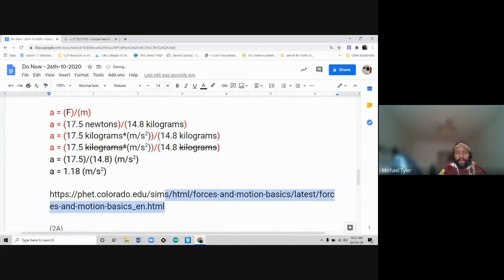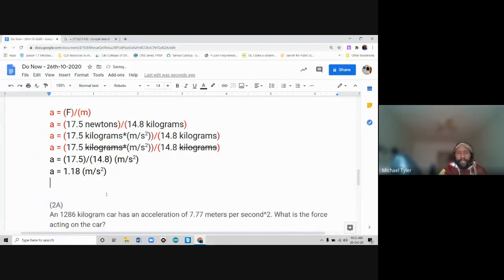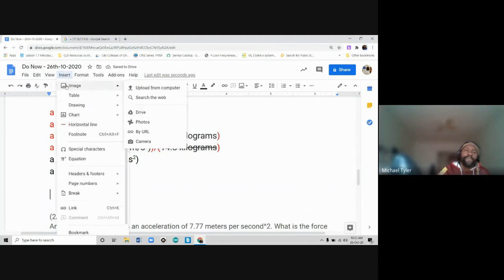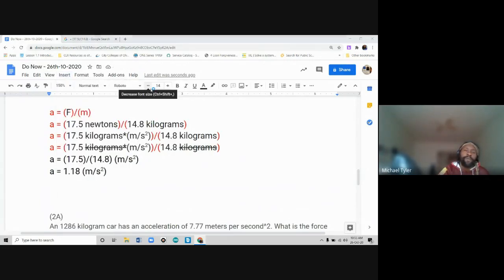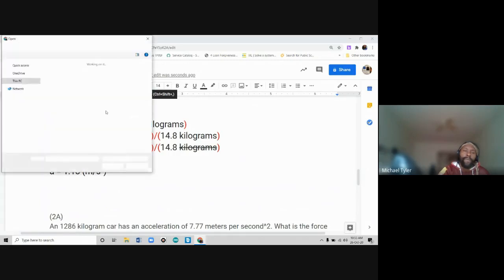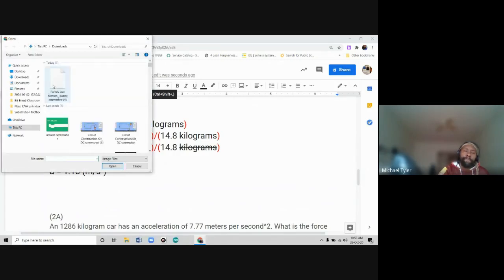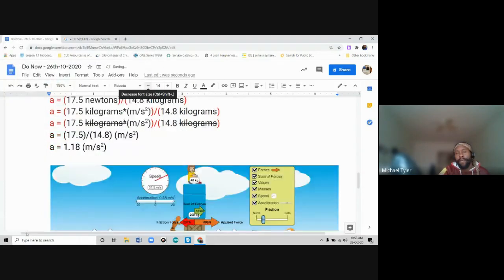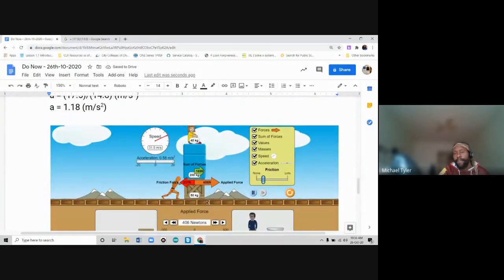Oh, that's the wrong thing. You got to insert. I pressed copy paste. So to insert a document, what's wrong with me? You come to insert image, upload from computer, and it'll open up a menu. And basically, you want to click on what you downloaded, right? And that's what you do when you do a screenshot. So click on the screenshot, and et voila, as the French say, there you have it.